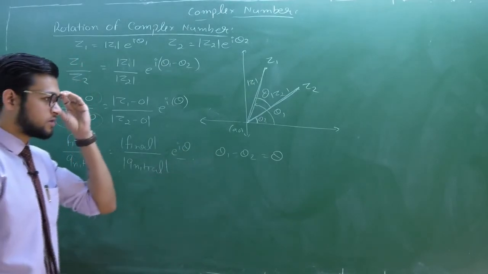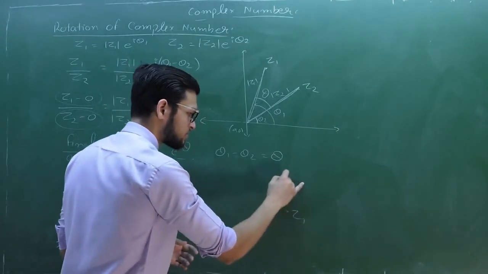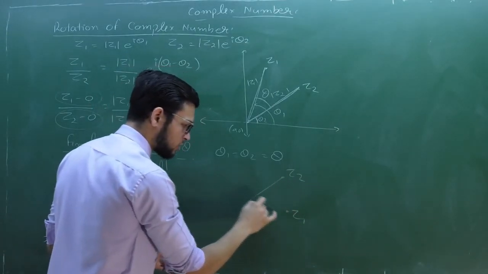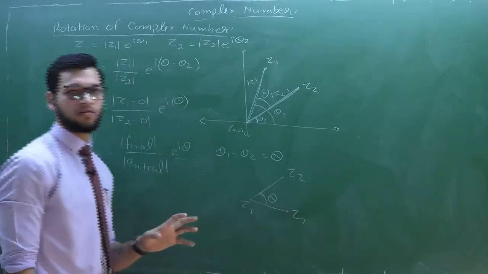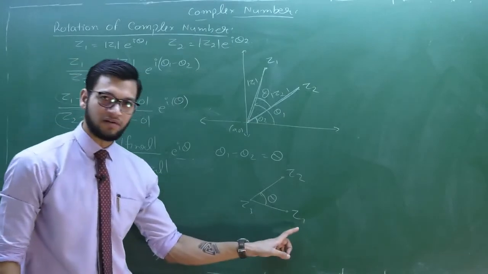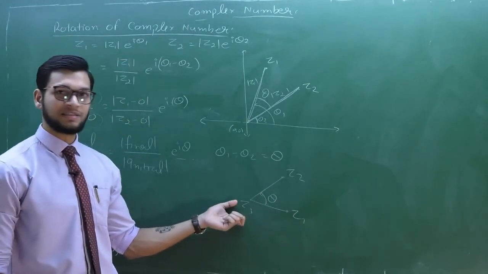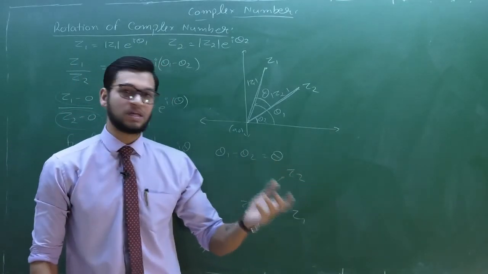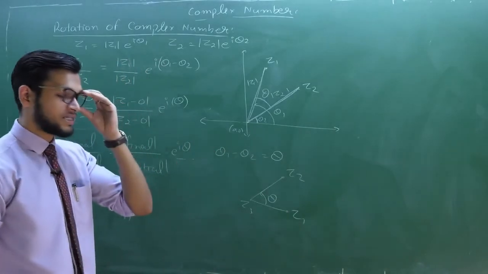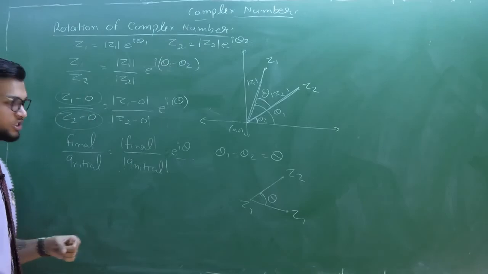Now suppose we have two different complex numbers z1 and z2, and we want to rotate about z3 by theta angle in anti-clockwise direction. Initially we have z1, finally we have z2. If we rotate z1 about z3 in anti-clockwise direction, then the final complex number is z2. So we can clearly write this term as final upon initial.